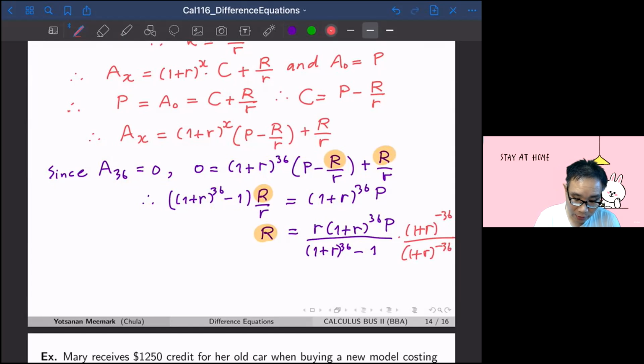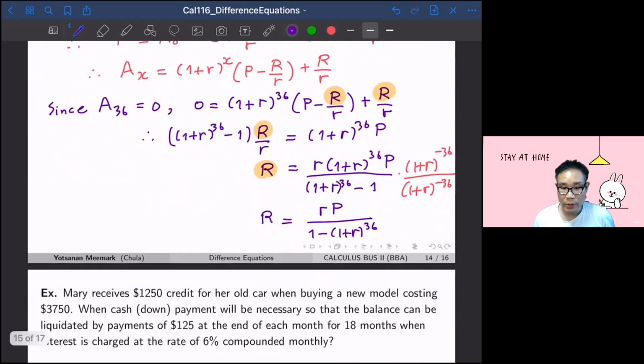And you see that this will give you your R, which is your monthly payment, in the form of r times P over, when you multiply this one, 1 minus (1 plus r) to the negative 36. So it's going to be the number of periods here. For this one, it's the number of periods. This is the number of periods.